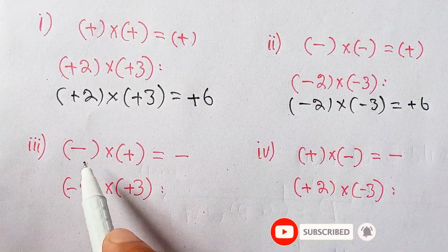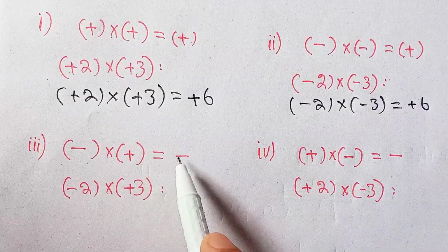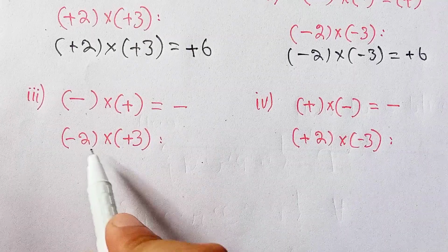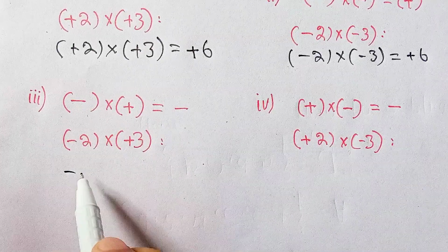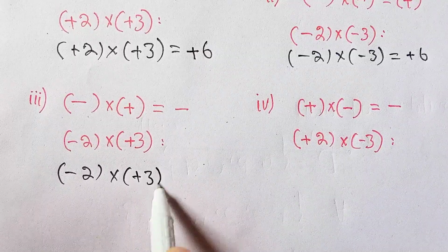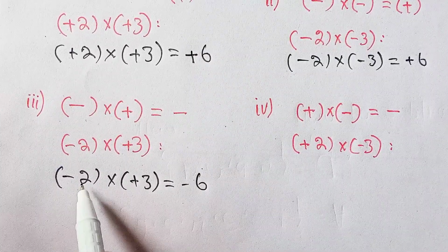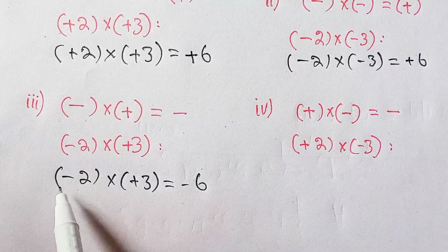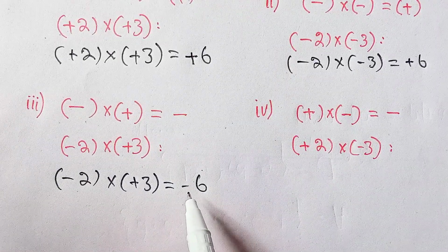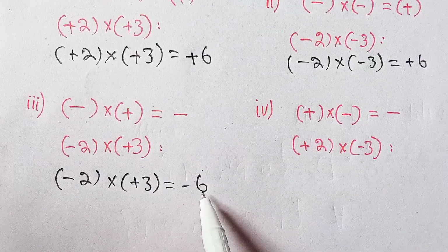Now we are going to multiply a negative integer with a positive integer, right? Which will result in a negative integer. For example, negative 2 times positive 3, which equals negative 6, right? As 2 times 3 is 6, and the two integers have different signs, so we will put a negative sign before the final answer. So negative 2 times positive 3 equals negative 6.